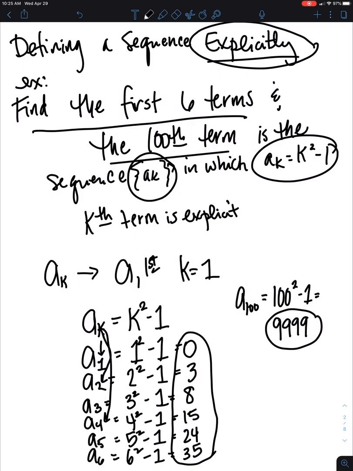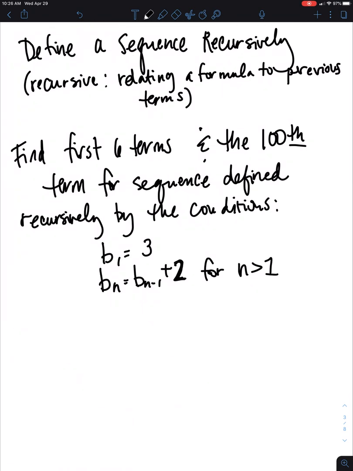Now, explicit formulas are the easiest to work with because you're literally just plugging in the first term, the second term, the third term, the fourth term, fifth term. But there's another way. It's called recursive. On recursive, they tell you the first term, and then you relate it to the previous terms. So recursive is relating a formula to the previous terms.